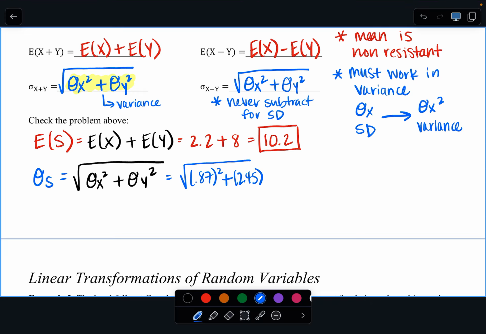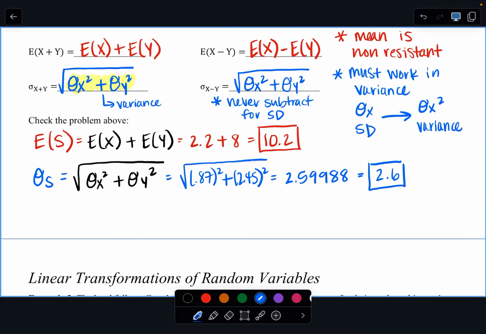2.45 squared is equal to, and this comes out to be about 2.59988. But if I round that to one decimal place, like I have in my original calculation, it's going to be 2.6, which matches what we get from the data set of combined values.